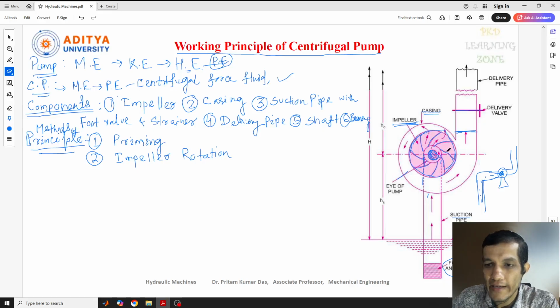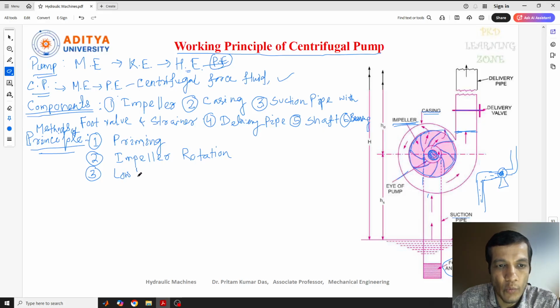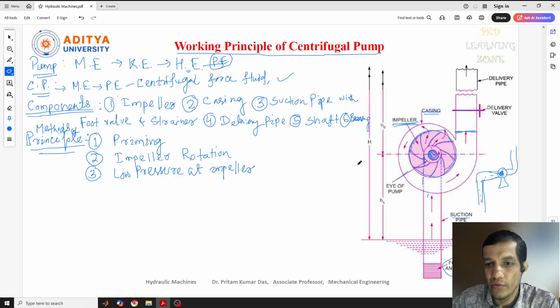The next step will be what? Once the impeller started rotating, we have a low pressure created. We have a low pressure creation at that point, at the impeller. That is the next step. So I hope you understand, when it started running, at this point we have a low pressure created.